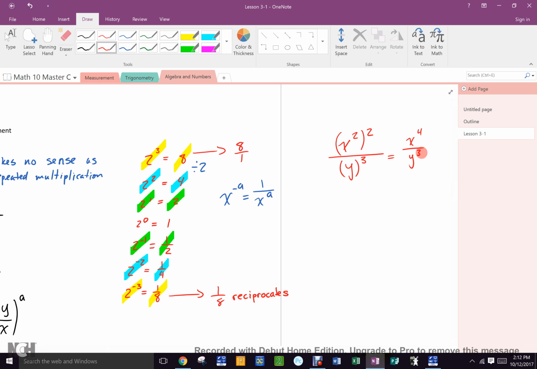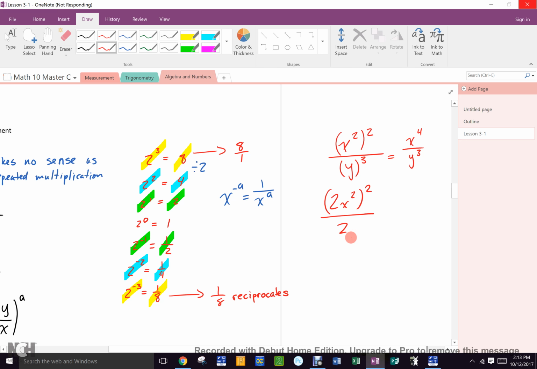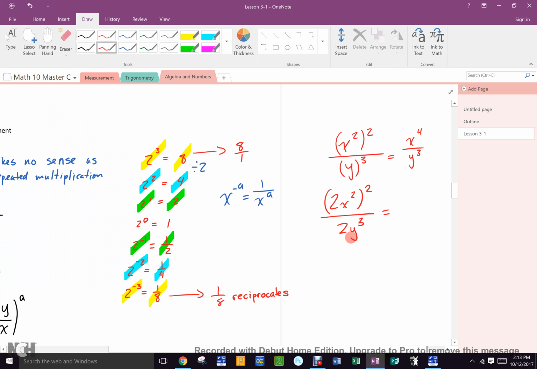Sam? Yes. What would 2x squared over 2y cubed be? There's supposed to be a 3 there. Again, just think about it.